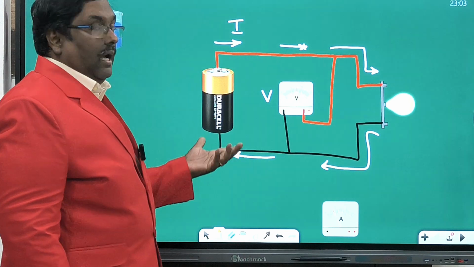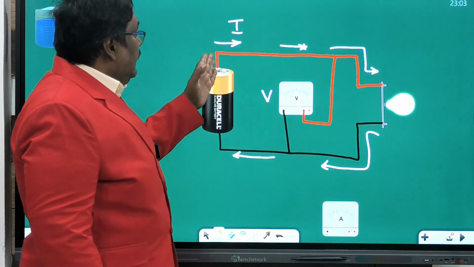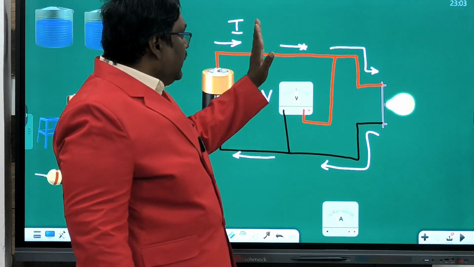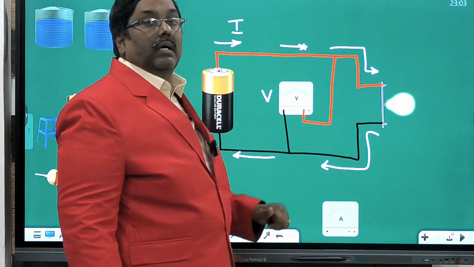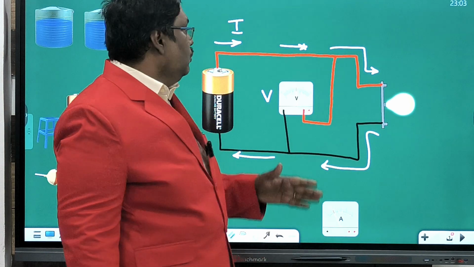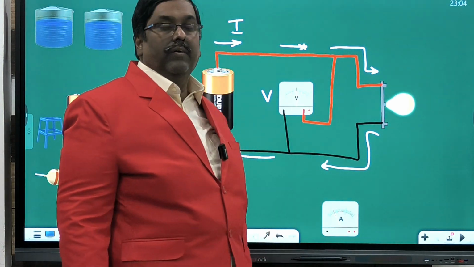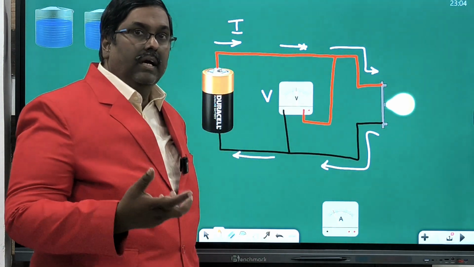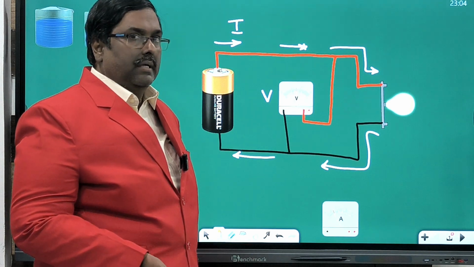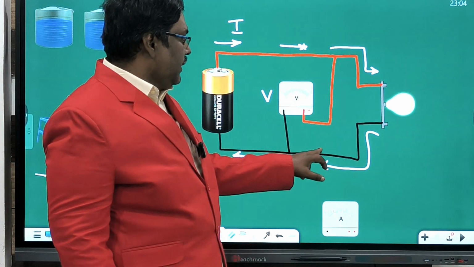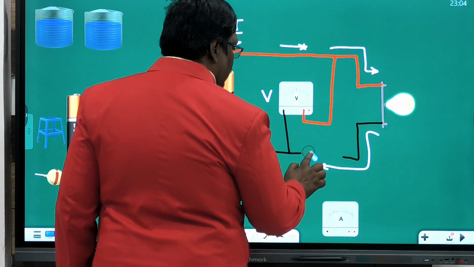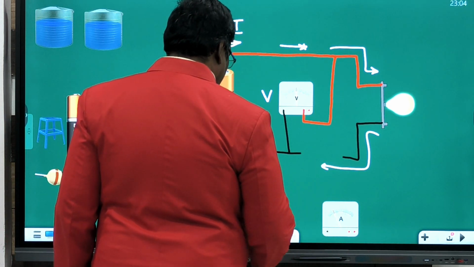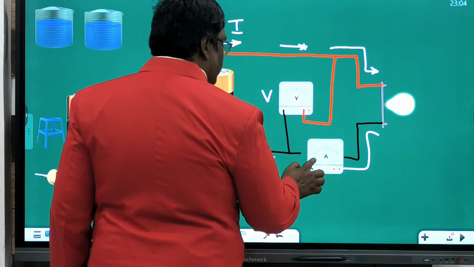Now current measuring. I told you what current is: it is the number of electrons passing through one cross section, in one place, in 1 second. So at one place we have to cut the path and put a meter, like an electron flow meter, that is called an ammeter. So we have to introduce the ammeter here. We will erase here and I will put the ammeter here.